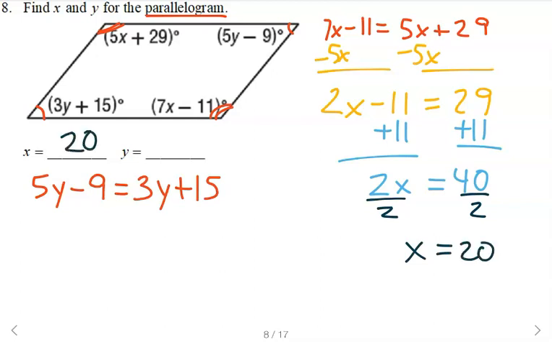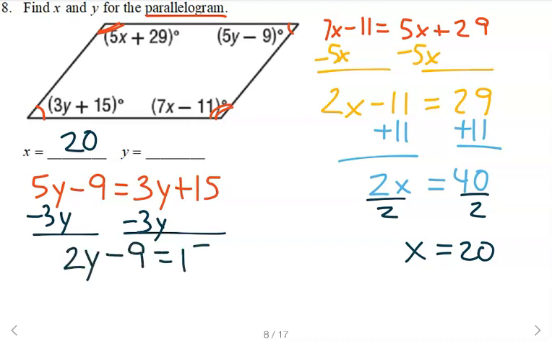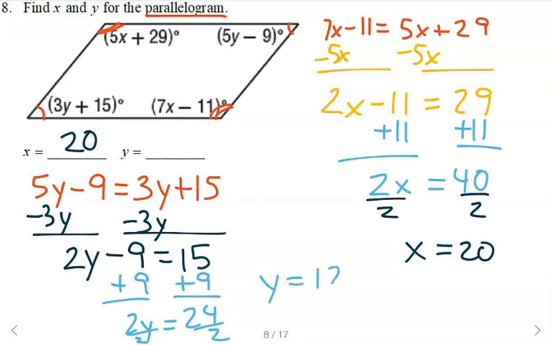So x is 20, and then solve for y. Normally I'll subtract 3y from each side, but either move is fine. 2y minus 9 equals 15, a two-step equation from here. Add 9, you get 24 equal to 2y, and then divide by 2. And so y is 12. So we found the value of both x and y, which is what we were told to do.